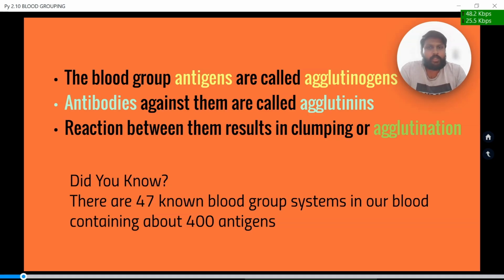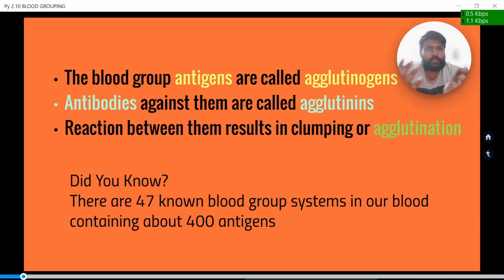The blood group antigens, we usually call agglutinogens. For easy remembering, gen ends in antigen and agglutinogen. So agglutinogen is a blood antigen, and antibodies are called agglutinins. When the antigen-antibody reaction occurs, the complex, or the process, we call agglutination. These are the three things you will be constantly hearing throughout this lecture, so I'm just introducing you to the terms.